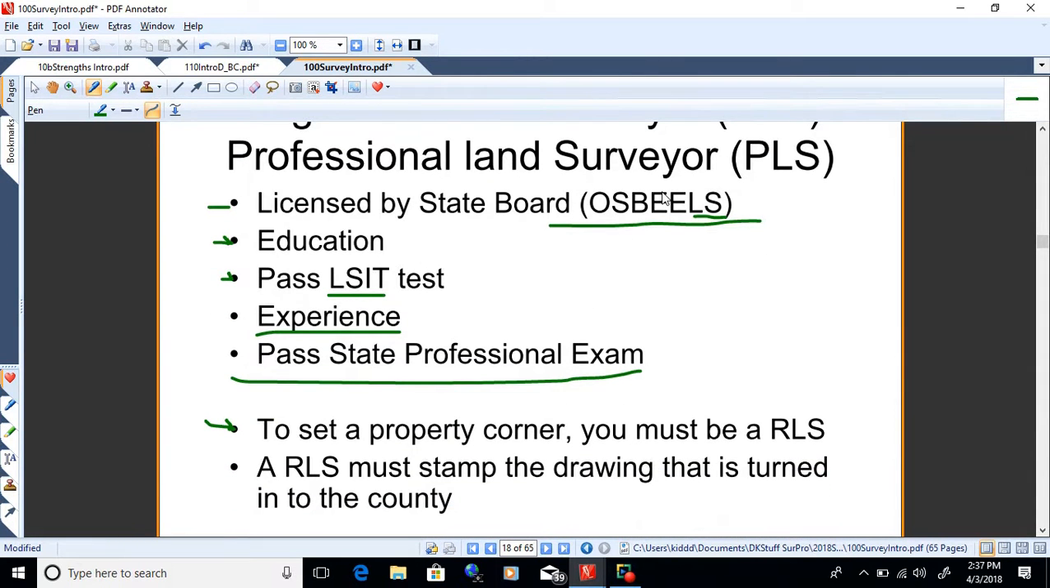Now, if you want to be a registered land surveyor, which is a good thing for a small consultant to be, I think if you go to, now I can't remember the exact number of credits, but you can go to OSU, you can major in CEM, and for your electives, take at least 16 credits of surveying classes, I think it is. And then you can sit for the LSIT exam, and once you've got that, you can take the professional land surveyor's exam, okay? So that's the rule here in Oregon.